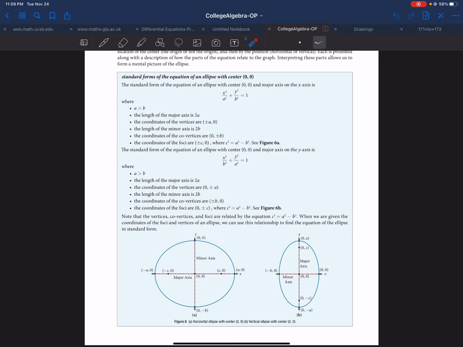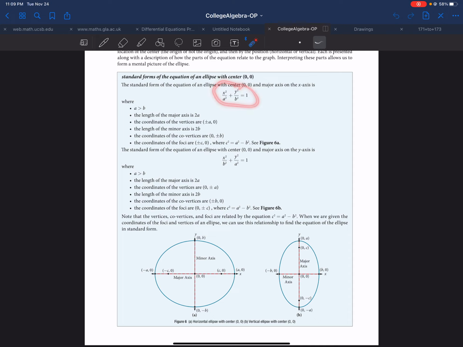What I want to show you is that out of all of this, I'm going to try and convince you that most of this you can easily obtain. The only real thing that you need is to know that equation right there. So let me show you what I mean by that.